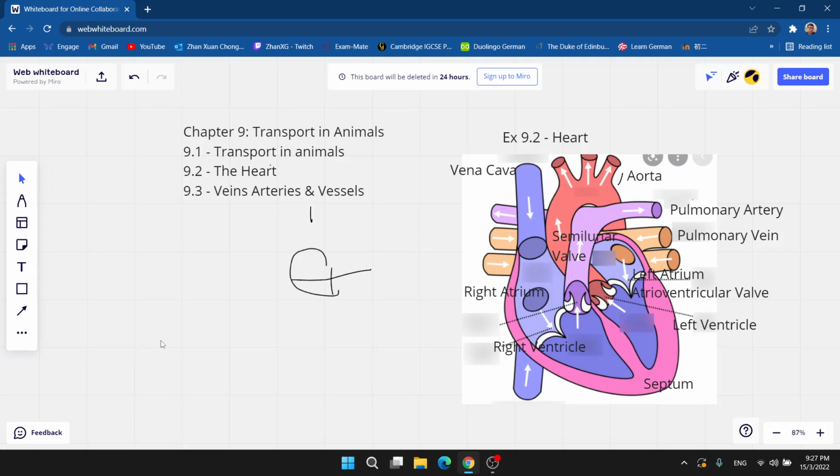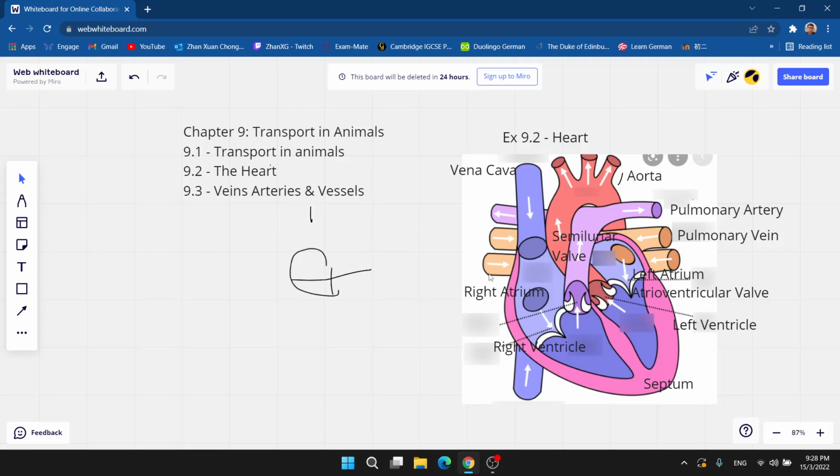What is the function of the vena cava? It carries deoxygenated blood. The aorta has oxygenated blood, and it carries it away to the body. The pulmonary artery carries deoxygenated blood away from the heart to the lungs. The pulmonary vein carries oxygenated blood from the lungs to the heart. The atrioventricular valves prevent backflow of blood, and the same thing on the right side, where the atrioventricular valves also stop backflow of blood.